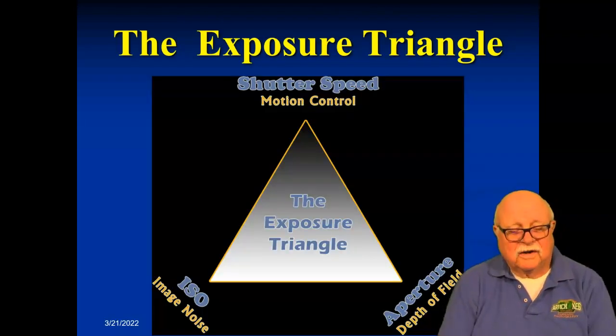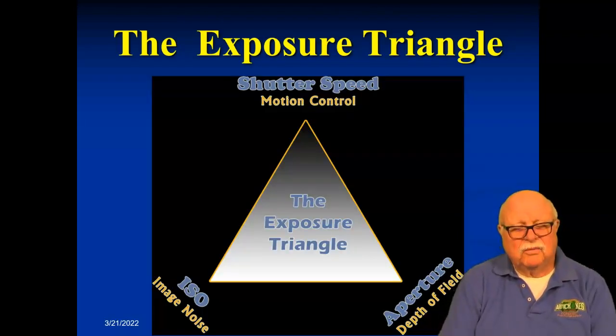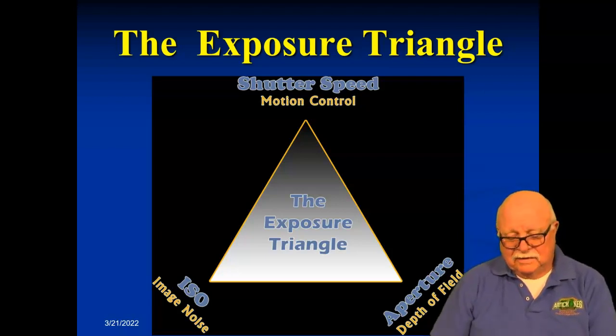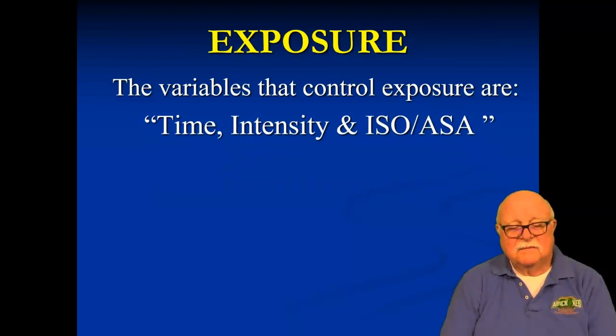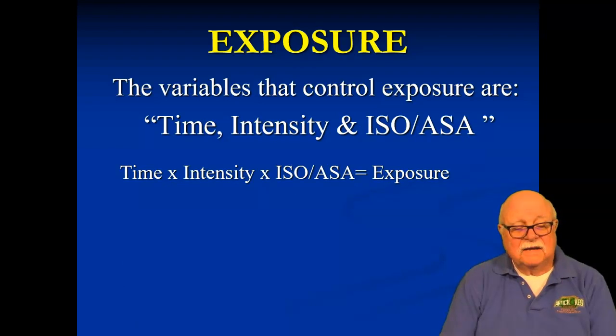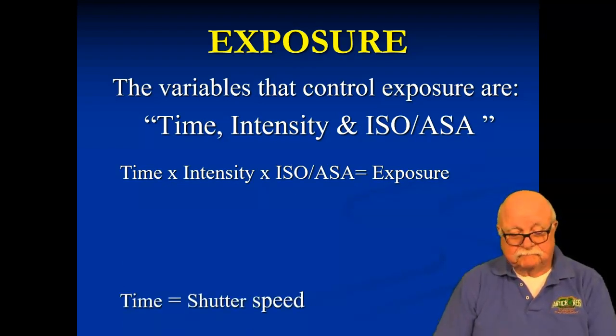The exposure triangle. This is a very important piece of information that you need to understand and appreciate. You have to make decisions. What is the most important thing when you're making an exposure? The variables in exposure are time, intensity, and ISO. Time times intensity times ISO equals exposure.